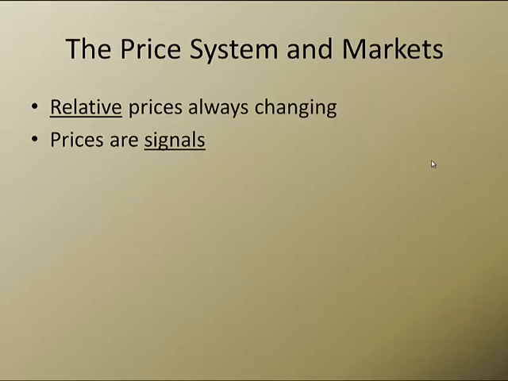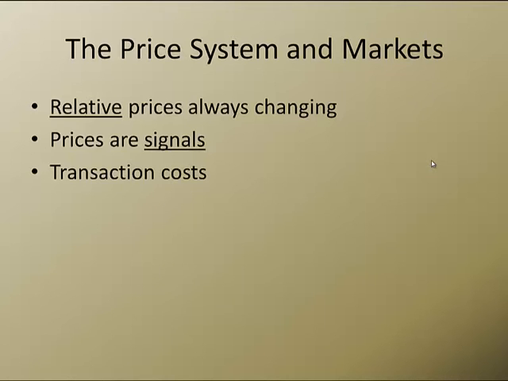And these prices are signals. They let us know if goods are relatively more scarce or more abundant. When price goes up, that means that the good is relatively more scarce. Now, how did that happen? Well, maybe supply shifted to the left. Maybe demand shifted to the right. We don't know necessarily why it happened, but it is relatively more scarce. If the price falls, then the good is relatively more abundant. Either demand decreased or supply increased.